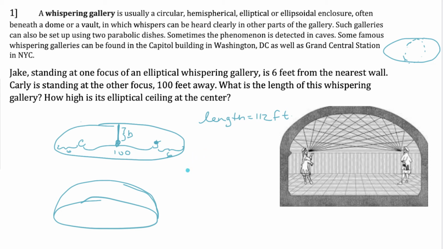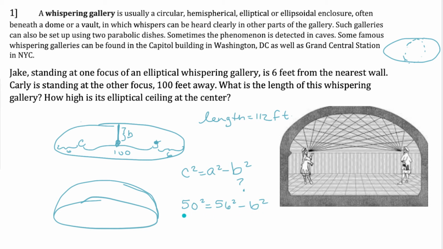So keeping in mind that we have this formula, c squared equals a squared minus b squared, that relates all those pieces of an ellipse, and we're looking for b squared. We have c: if the total distance between the foci is 100, then c must be half that distance, so 50 squared. a is not given directly to us, but we can figure it out, because a is half of the length, so that's 56 squared, and b squared is what we're looking for.